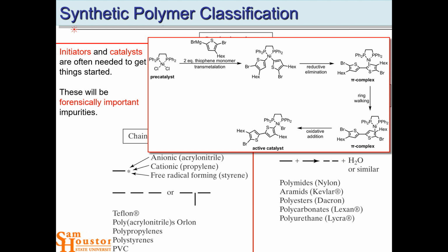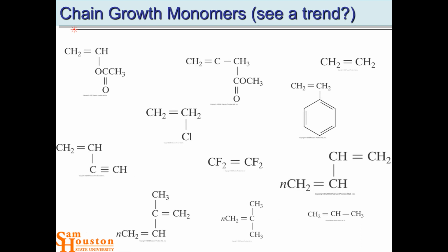But where did it come from? Who made it? How was it made? Those might be forensically relevant questions. So let's get to know the different monomers associated with the polymerizations and the different polymers that we have in the world around us. So what do you see in all of these monomers?